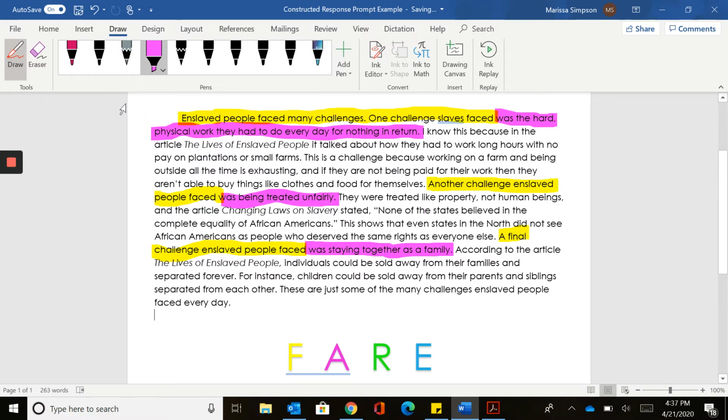So before I go back and do those, I'm just going to read the whole answer. So to answer the question, I said, enslaved people face many challenges. One challenge slaves faced was the hard physical work they had to do every day for nothing in return.